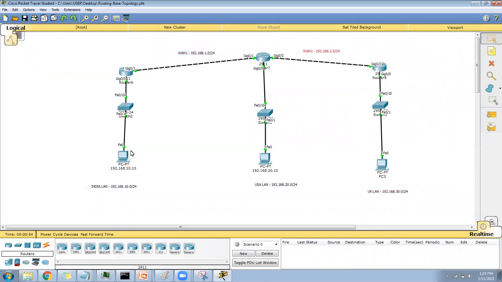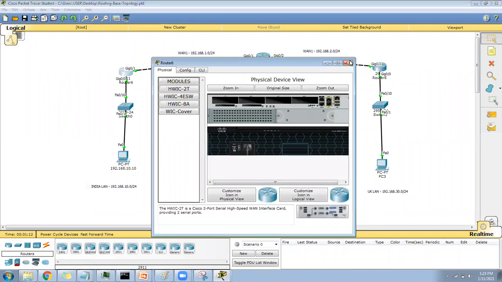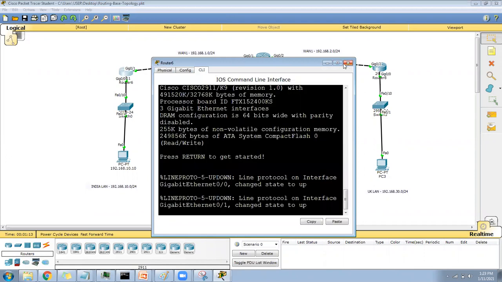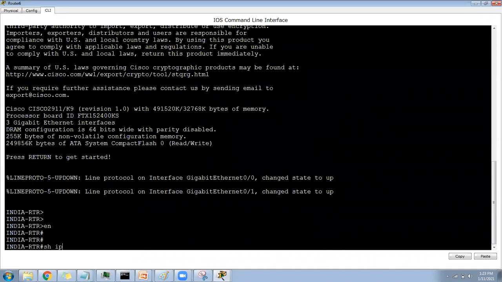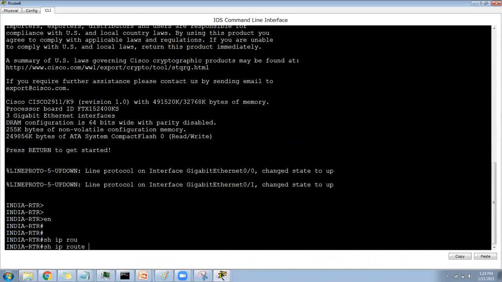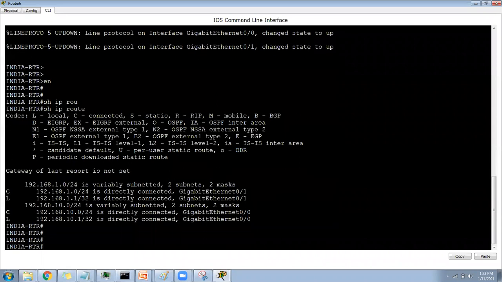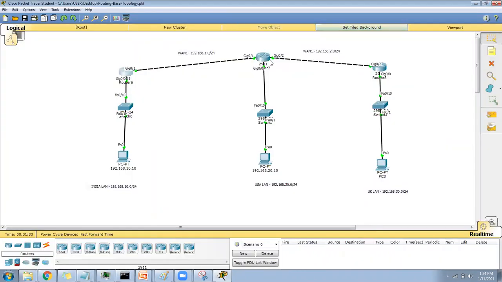Our agenda is, if you want overall communication, so that everyone can ping each other, then every router needs all five networks. Then only the communication will happen, right? So if we go to the India router and check show ip route, you can see currently it is showing only the directly connected networks.